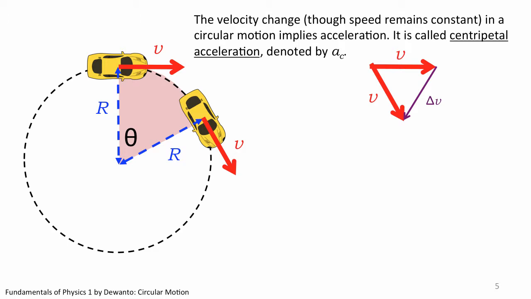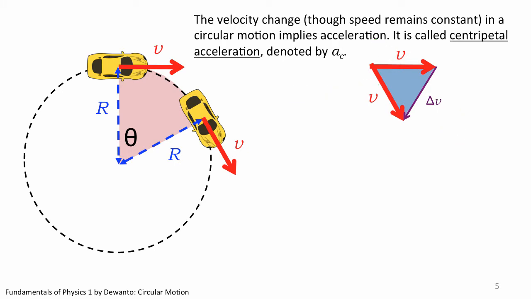The two red arrows, which indicate the initial and final velocity respectively, share the same length, meaning that the initial speed is the same as the final speed, but pointing in a different direction. The two red arrows then form an isosceles triangle, or a triangle that has two sides of equal length, with the difference in velocity, or delta v, as its base.